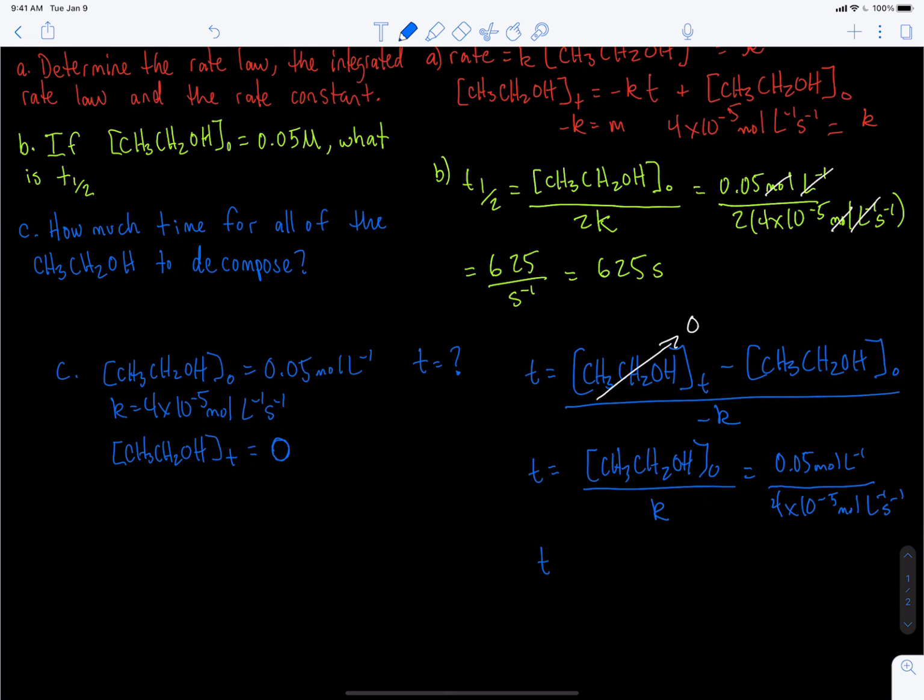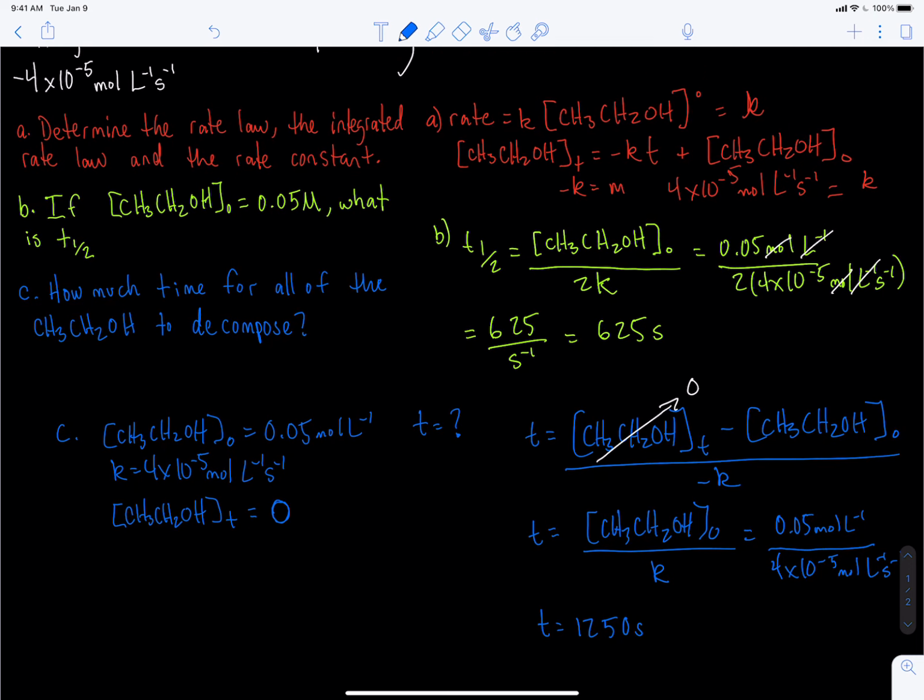And then if we punch that into our calculator, what we see is that it takes 1,250 seconds for this concentration to go to 0, or about 20 minutes. And that is it. That's how you solve these problems.